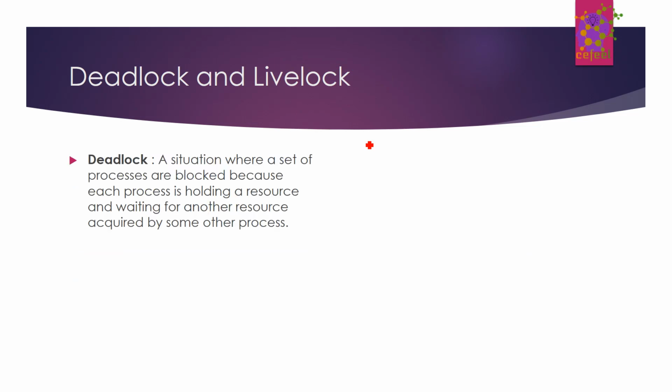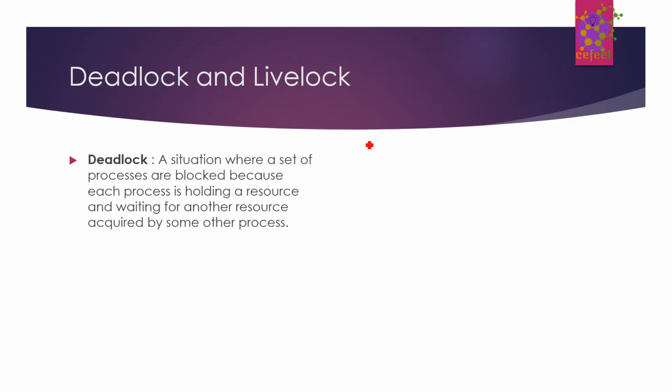Cool. So let's see what a deadlock is. As we have already seen, there are processes requesting resources. There might be a situation that occurs when processes are blocked. Why? Because they are waiting for assignment of some resources, and those resources are allocated to some other processes.